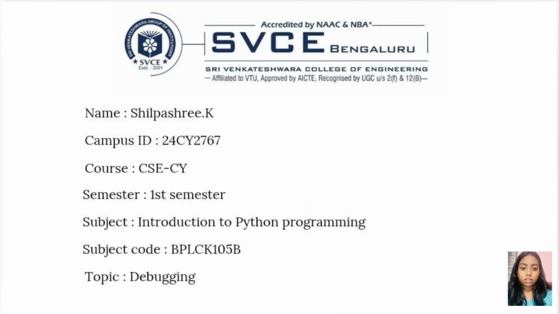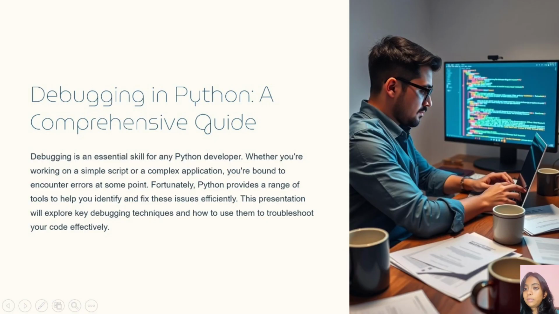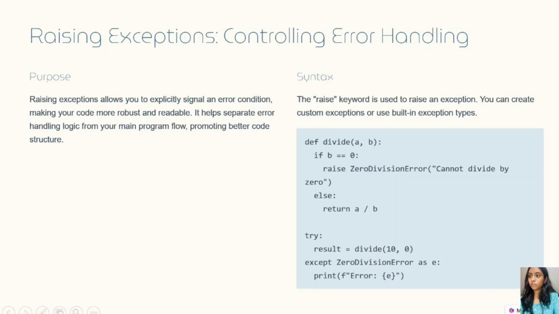Today I will be discussing debugging in Python, a comprehensive guide. Debugging is an essential skill for any Python developer. Whether you are working on a simple script or a complex application, you are bound to encounter errors at any point. Fortunately, Python provides a range of tools to help you identify and fix these issues efficiently. This presentation will explore key debugging techniques and how to use them to troubleshoot your code effectively.